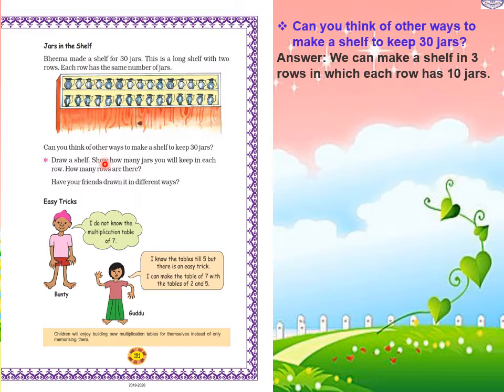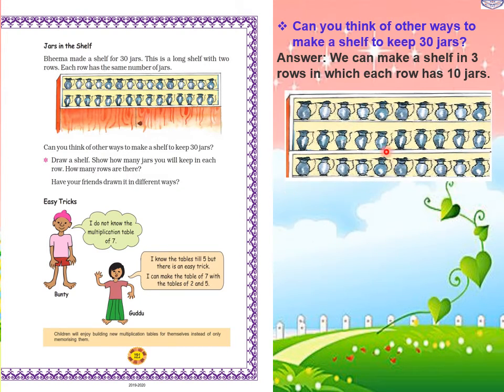In the same way, now we make a shelf of 3 rows, and in each row how many jars are we keeping? 10. So this way we will make a 3-row shelf and keep 10 jars in each row, which means 30 jars. This is the other way we can keep 30 jars in a shelf. Draw a shelf and show how many jars you will keep in each row. How many rows are there?